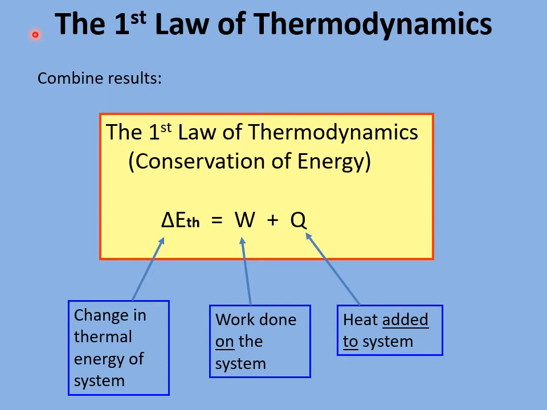We can combine our results from the last slide into a single formula that keeps track of these quantities, and this is called the first law of thermodynamics. The first law of thermodynamics is really a statement of the conservation of energy principle. It says that the change in thermal energy of a system, delta E thermal, is equal to the sum of the work done on the system plus the heat added to the system. So W plus Q is the work done on the system plus any heat added to the system.